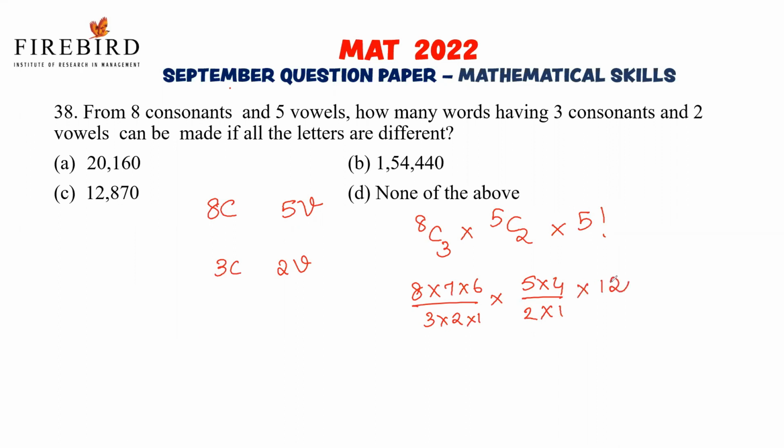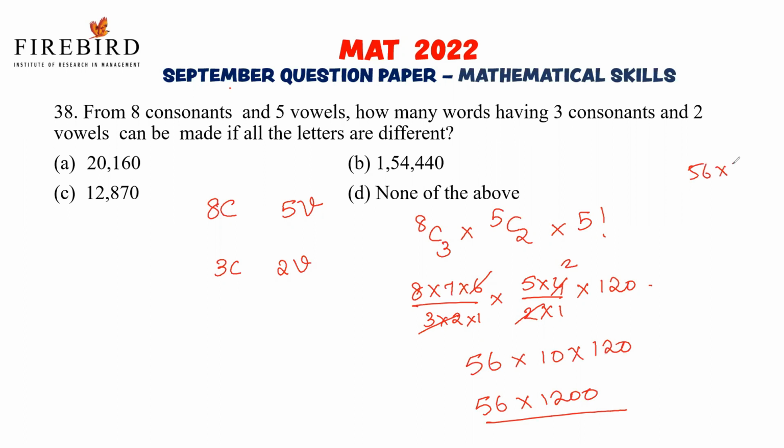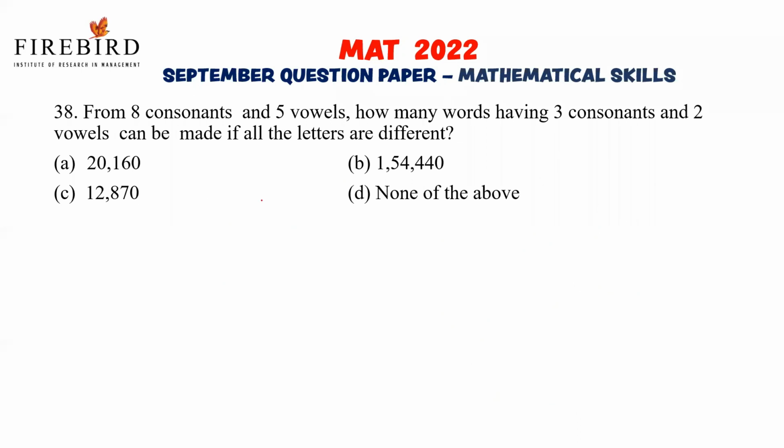And 5 factorial is nothing but 120. 3 twos are 6 will get cancelled, 2 times will get cancelled. 8 sevens are 56. 56 into 10 into 120. So 56 into 1200. So just know what is 56 into 12. 56 into 10 is nothing but 560, and 56 two times I'll get 112. So 672, 67200 is the answer. So it is not in the options, so none of the above is my answer. We'll move to the next question.